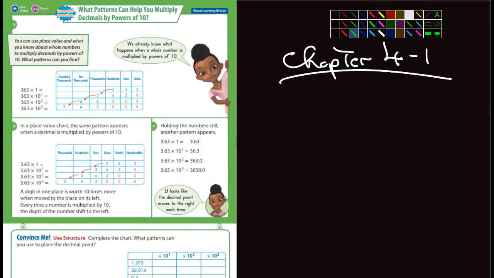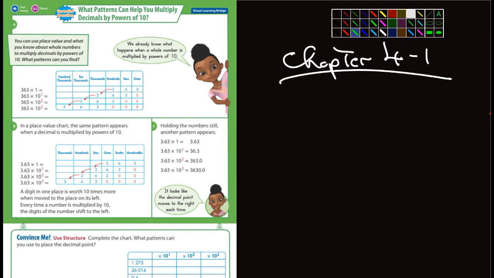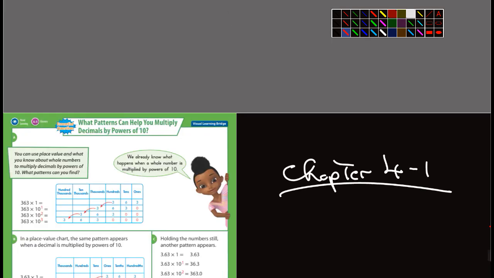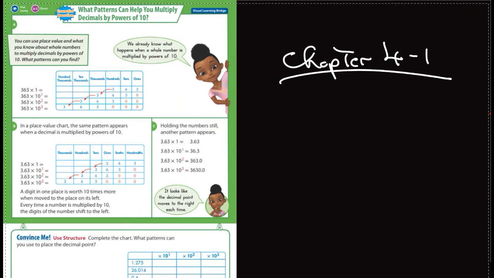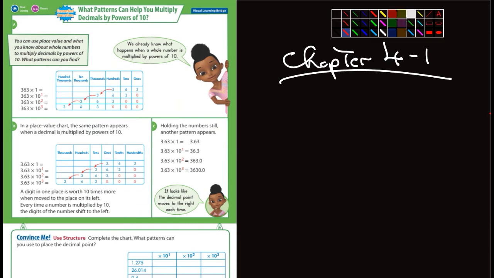Okay, fifth graders, we're starting Chapter 4, Section 1. And this section is all about multiplying numbers, specifically decimals, by the power of 10. And I think, if I recall, early on in the year we touched on this, but it wasn't with decimals.